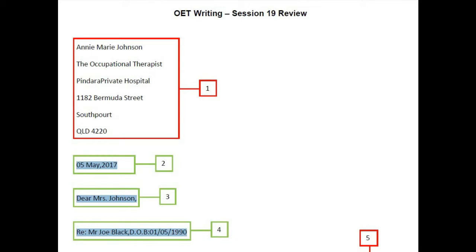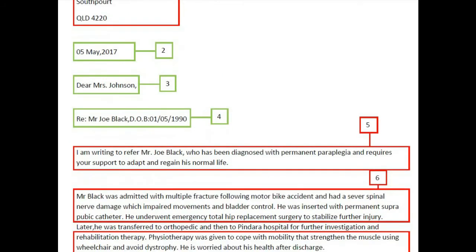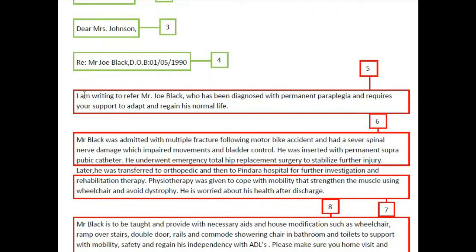Moving to the introduction paragraph: I am writing to refer Mr. Joe Black, who has been diagnosed with permanent paraplegia and requires your support to adapt and regain his normal life. This introduction is somewhat impressive but still misses a very important element, that is the purpose of the letter. Here, we are writing this letter to an occupational therapist to assess the disability level of Mr. Joe Black, and this assessment of disability level is missing from the introduction.